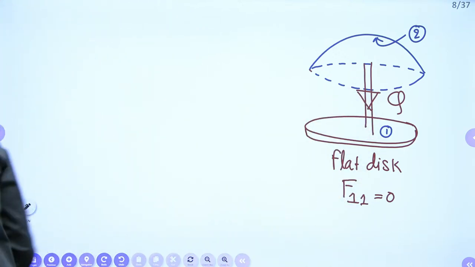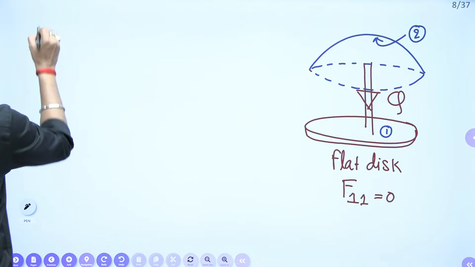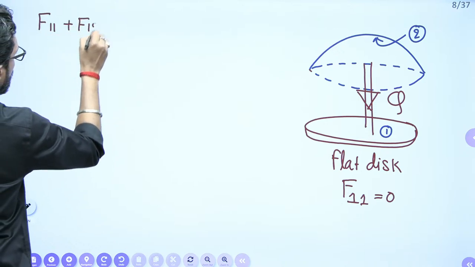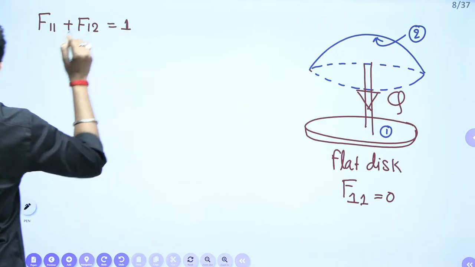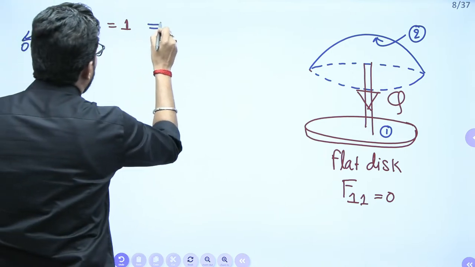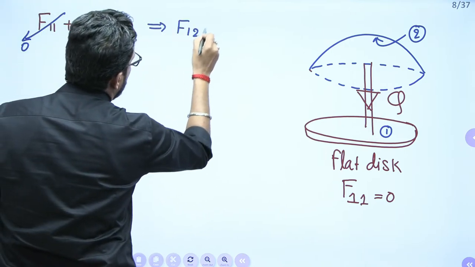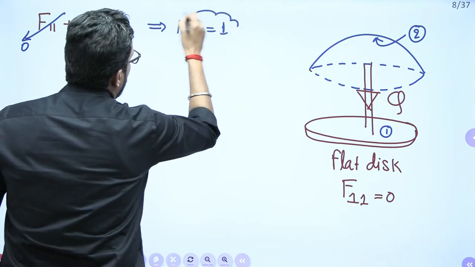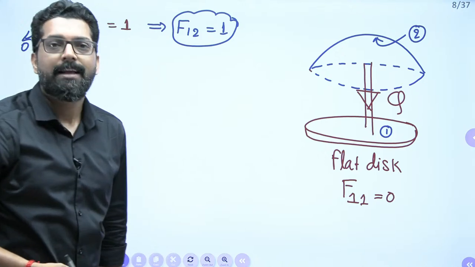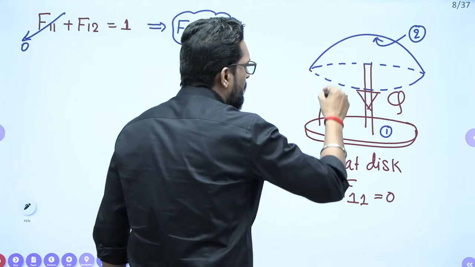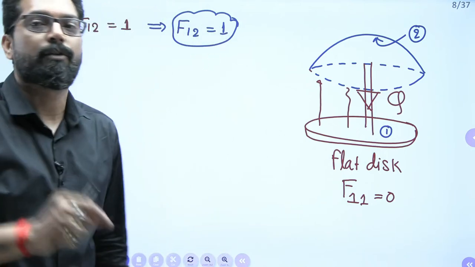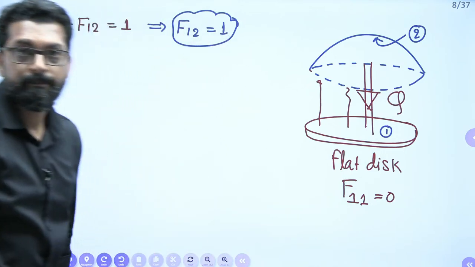Now, what is the summation rule, beta? F11 plus F12 is equal to 1, the summation is 1. Now, if F11 is 0, then indirectly F12 is 1. That means the radiation is 100%. All the radiation transferred from the flat surface will be accepted by the curved surface. This is the meaning of this.